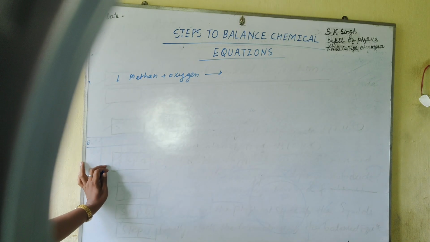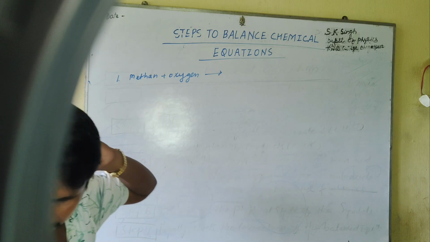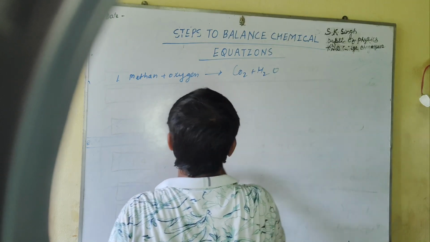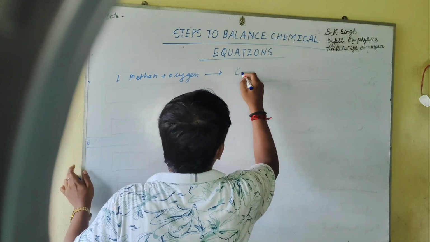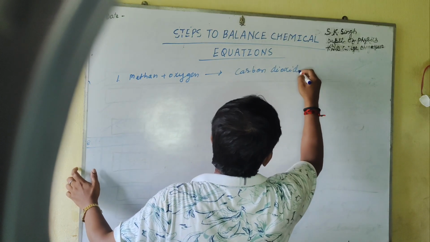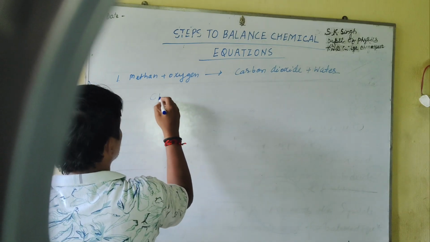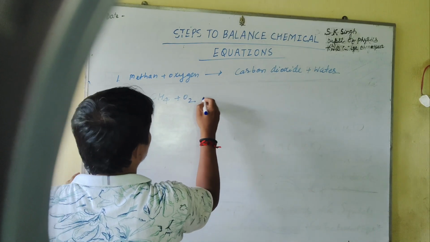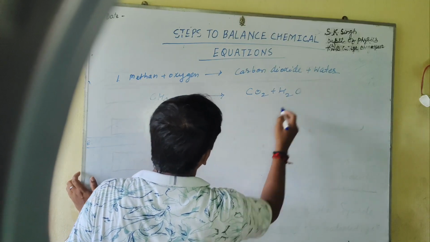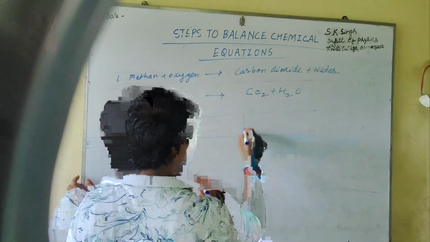Give the balanced equation for the reaction in which methane is burning in air and gives carbon dioxide and water. This is step number 1. Then you can write the equation CH4 plus O2 gives carbon dioxide plus H2O. After that, you draw the table here like this.